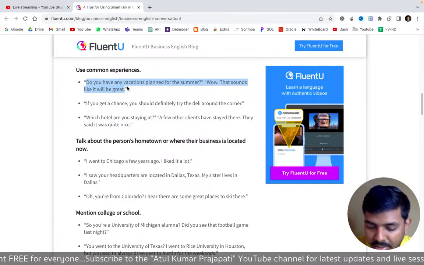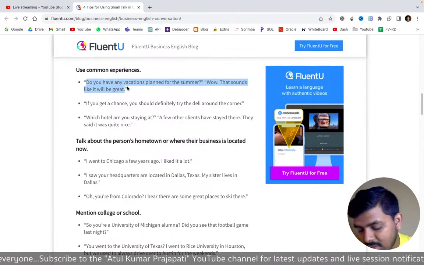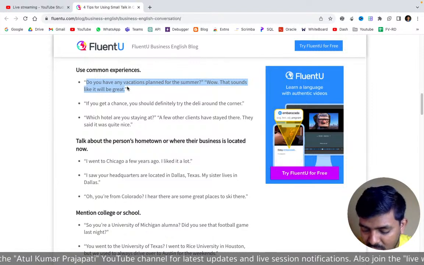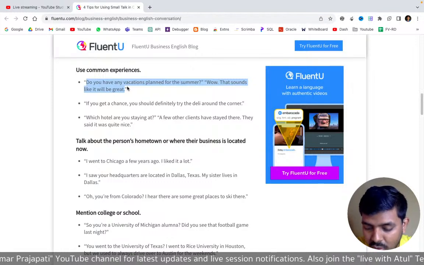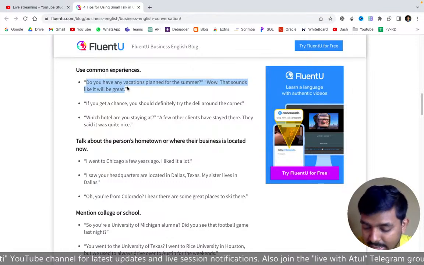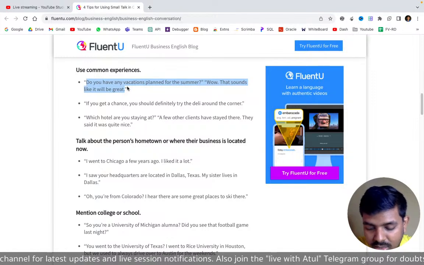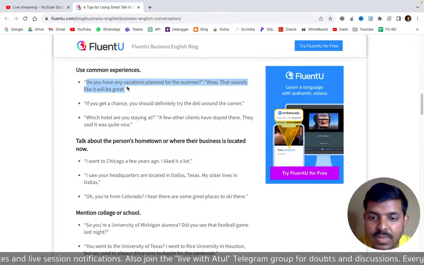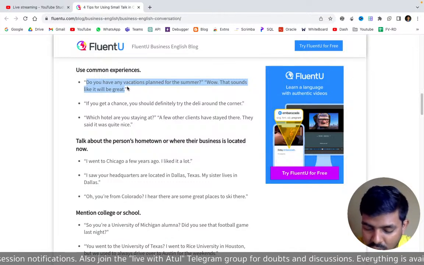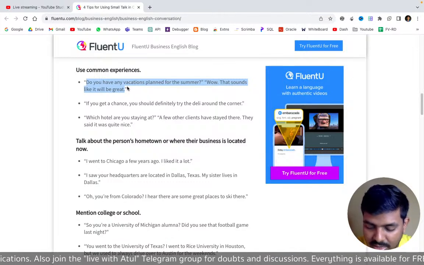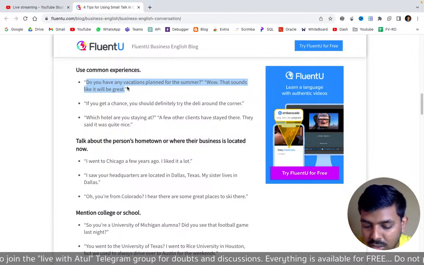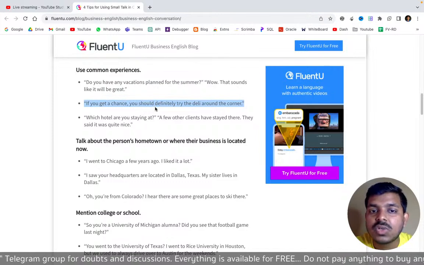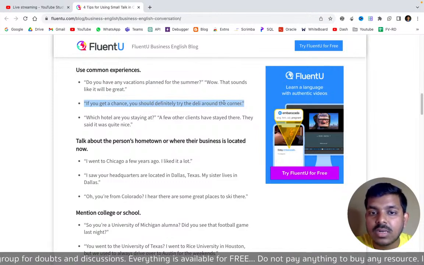If the other person replied that they have these things planned in their mind, and if that aligns with your thinking as well, then definitely there will be something that you could react to, that yeah, it sounds really great. Maybe, for example, if you're going for a ride, you could say, oh, do not forget to take that ride as well. If you have already experienced it and you know it is a good one, you can suggest it. If you get a chance, you should definitely try the deli around the corner.